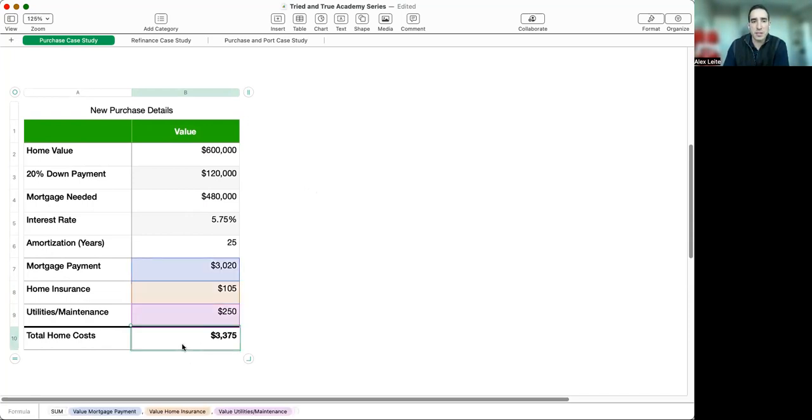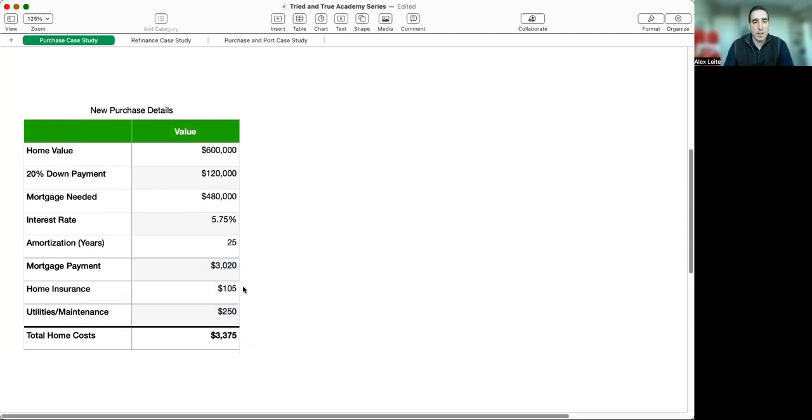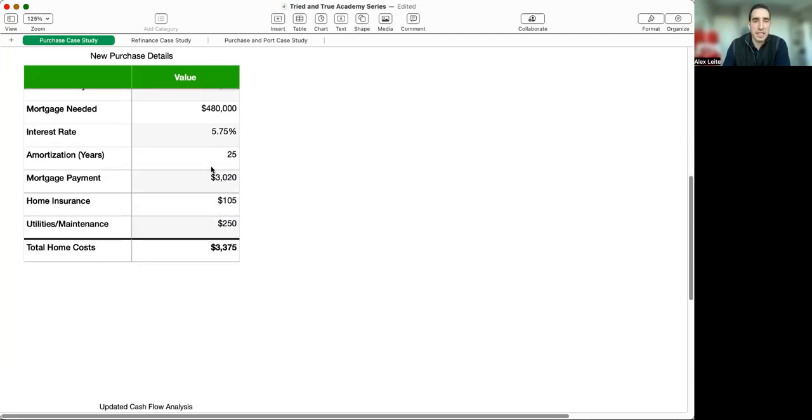The total it costs John Doe, add these three things up. So mortgage plus home insurance plus utility and maintenance, about $3,300 per month, okay? $3,375. All right, so obviously this is higher than what he currently pays in rent, but he owns the home in this scenario. All right, so how does this change things for him?